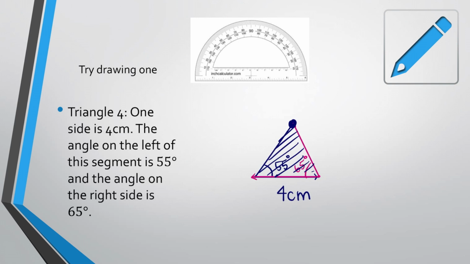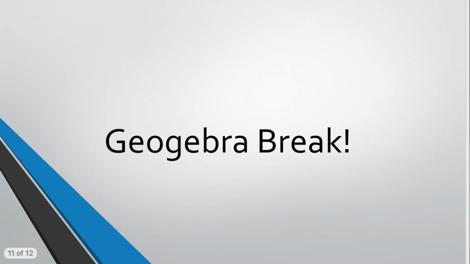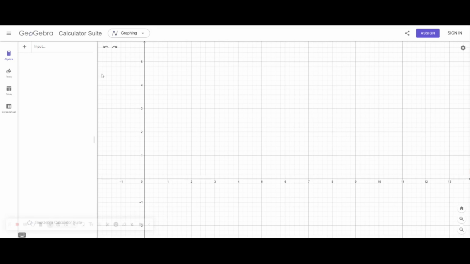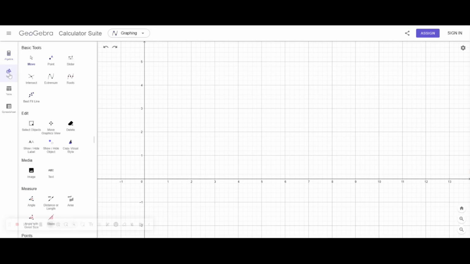This triangle has a 4 centimeter base. It has 55 degrees on one side and 65 degrees on the other side. And there's no other possible triangles that I can make out of this. So part of the Utah core is that they also want you to be able to do this on the computer. So we're going to be using GeoGebra.